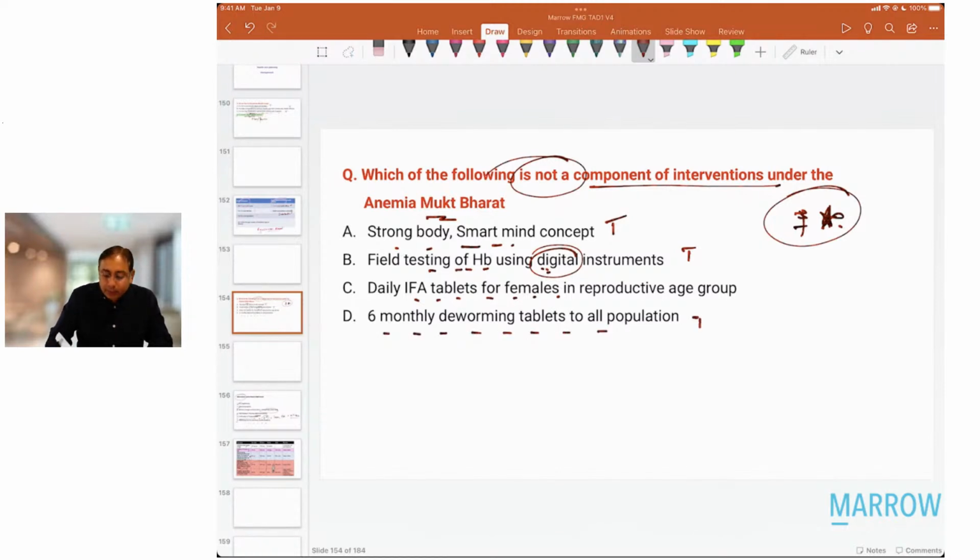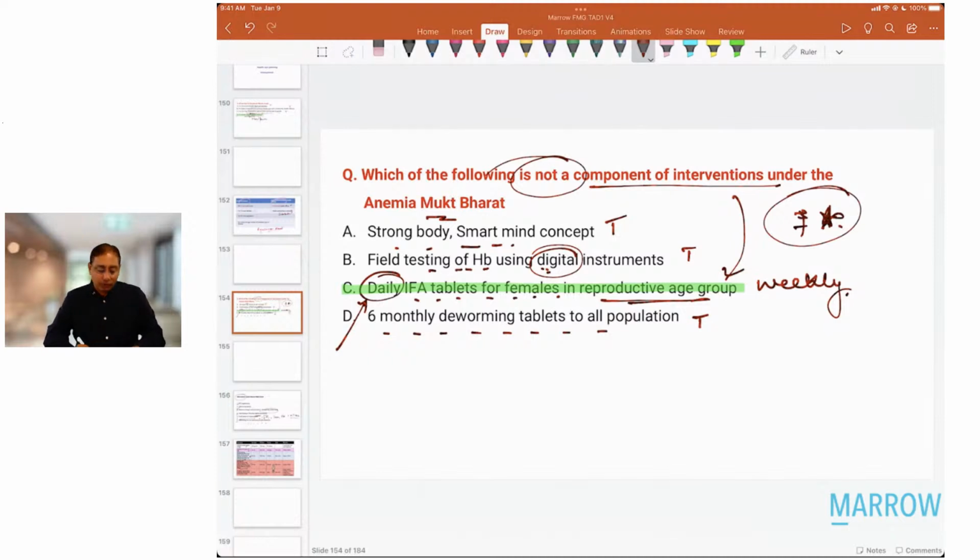6 monthly deworming is true. Is it given daily? You just saw, it is given only weekly. This is unfortunately the wrong option, because in the WRA age group we are giving weekly instead of daily. So that is the wrong answer over here.